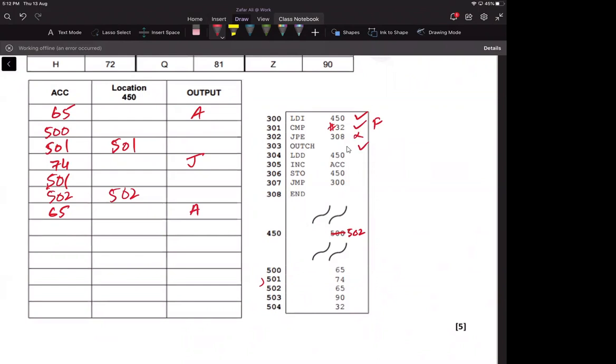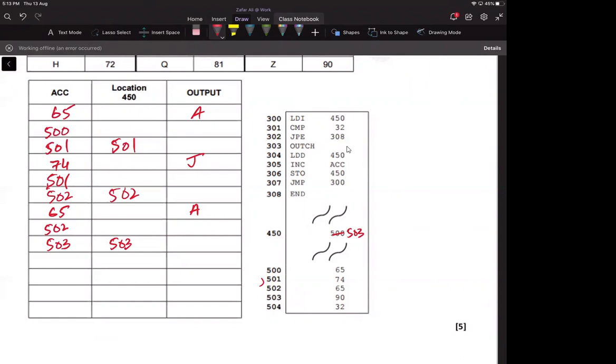Then LDD 450 is actually now 502. Then we will increase it. This would become 503. Then we store it back to 450. So this would be 503. And then we jump back to 300. Now, it is now 503. So 300 says that LDI 450, we go to 450.